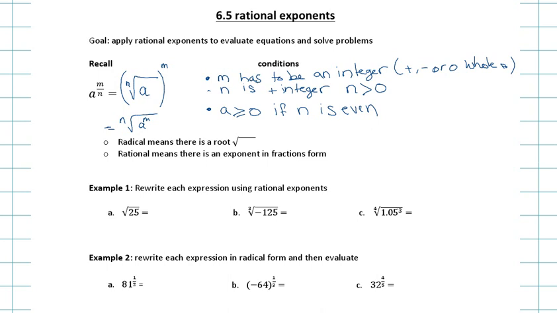Okay? So recap. The radical means there is a root, right? Radical is root, which is like, for example, you can have the cube root of 27, okay? So that is a radical form. If I want to put it in rational form, then my exponent is a fraction. How would I write that? 27 to the power of 1 over 3. Okay, so this is the radical form, this is the rational form. Okay?